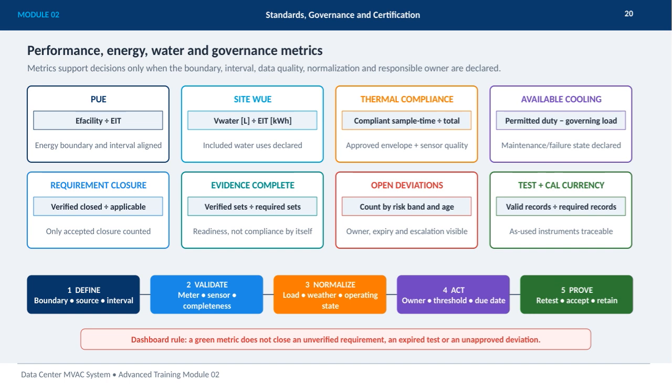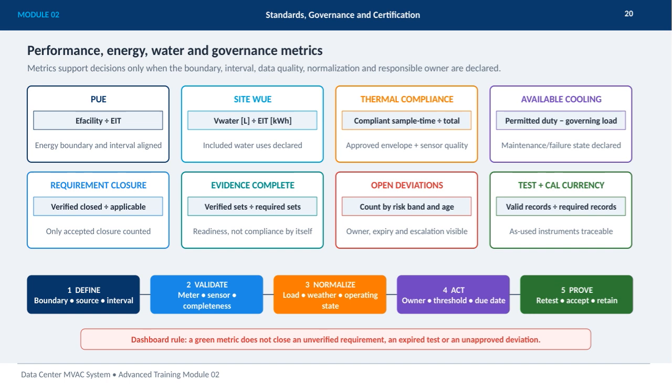Available cooling capacity is defined as the permitted cooling duty minus the governing load, with any maintenance or failure states explicitly declared. Requirement closure is another crucial metric, measuring verified closed requirements over those applicable, but only accepted closures count. Evidence completeness reflects verified data sets compared to those required, serving as readiness indicators rather than compliance alone. Open deviations are tracked by risk band and age, with clear visibility into ownership, expiry, and escalation. Test and calibration currency is maintained by ensuring valid records match required ones, with all instruments traceable.